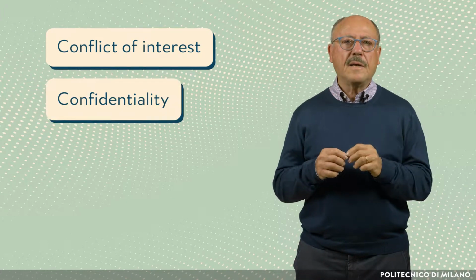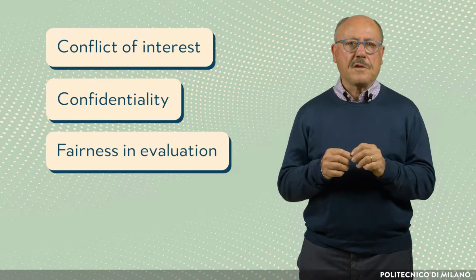This lecture continues the discussion of general principles of research ethics by focusing on questions that mainly concern human relations in research, between a researcher and other researchers, and between a researcher and institutions. We discussed three main issues that are of paramount importance in research: conflict of interest, confidentiality, and fairness in evaluations.